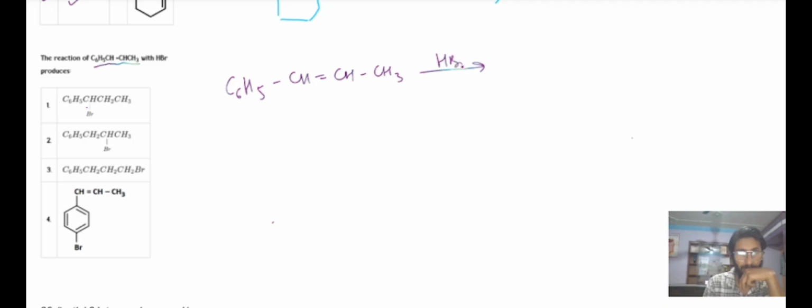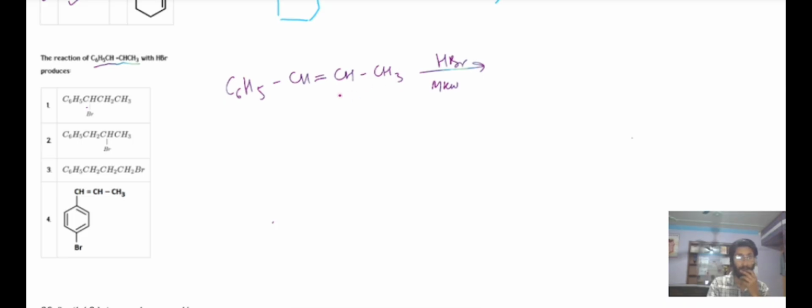So we have question number 2 right now. If you look at this question, the reaction of C6H5CH=CHCH3 with HBr produces what? What is the substrate? C6H5CH=CH, attached to CH3, in presence of HBr. So HBr would be added to this double bond, and it would be according to Markovnikov's rule. It would not be anti-Markovnikov, because there is no hydrogen peroxide or any other peroxide present in this reaction. So it will be according to Markovnikov's addition.